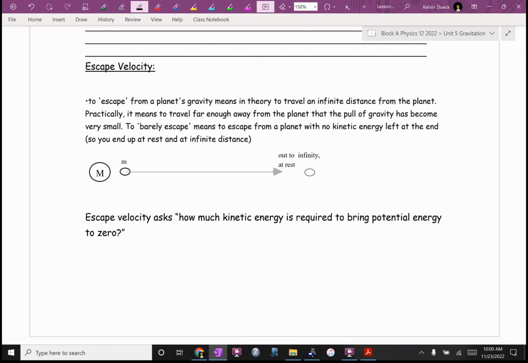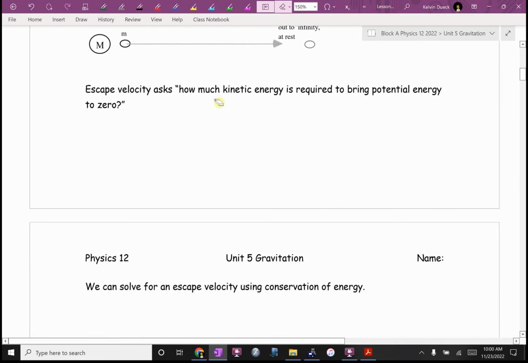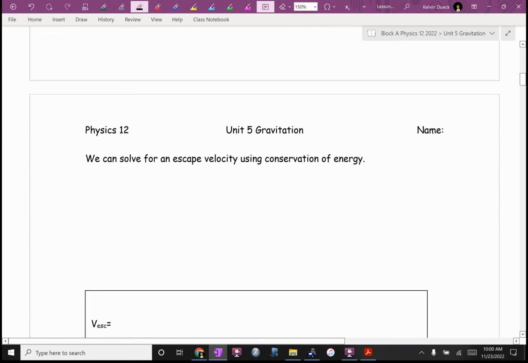Really, escape velocity asks, how much kinetic energy is needed to bring your potential energy to zero? Because where is your potential energy zero cosmically? All the way out at infinity. Okay? We can solve for escape velocity by using conservation of energy. So let's write out our conservation of energy equation, which is KE initial plus PE initial equals KE final plus PE final.